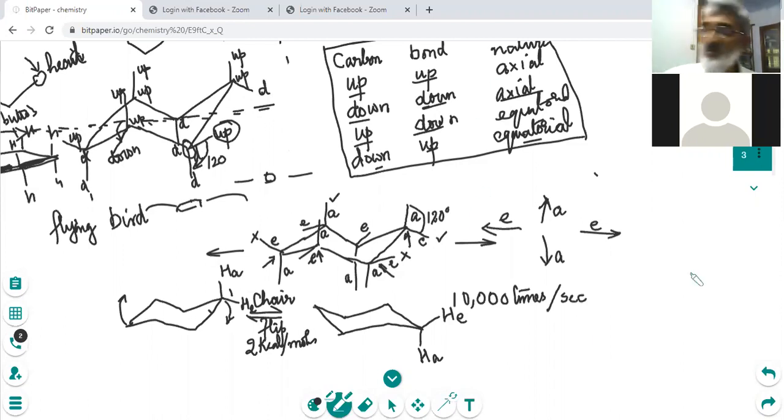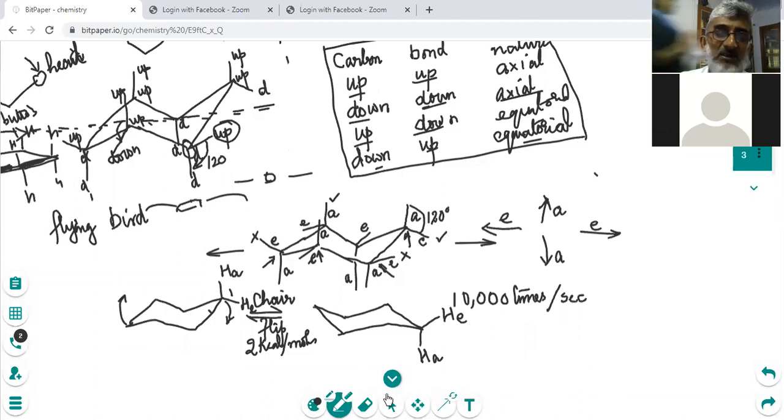So this is a chair flip. So I have shown you this is equatorial bond. It's an axial bond. So during the chair flip, axial will become equatorial. Equatorial will become axial. All the bonds, not only this one. If you rotate this one, all these axial bonds will become equatorial. Equatorial bonds will become axial. Right now. So that is about the chair flip.